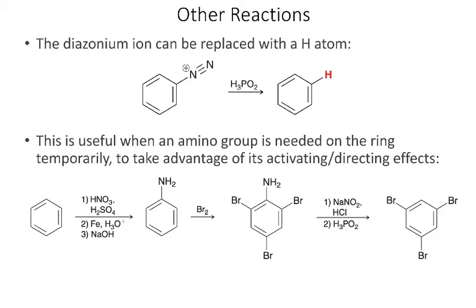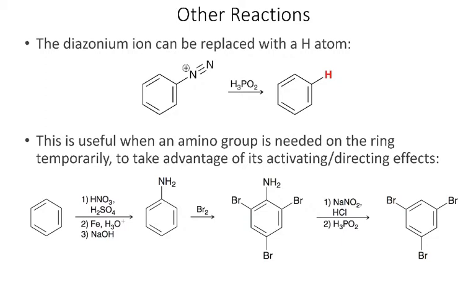Another reaction we can do with the diazonium ion: if I treat it with hypophosphorus acid, I can replace the diazonium ion with a hydrogen. Now, I'll be honest, when I first saw this, I was like, why would they bother showing us this? Benzene is cheap. If I wanted benzene, I'd just go out and buy benzene. I don't need to synthesize it. But it did make sense when I read a little bit more.